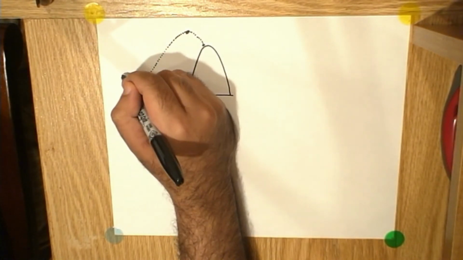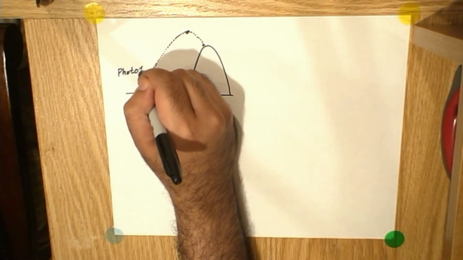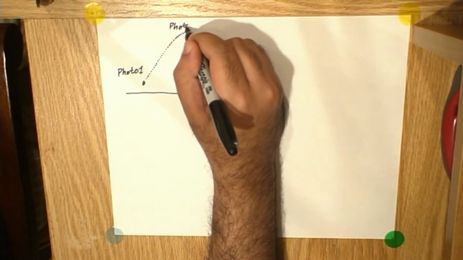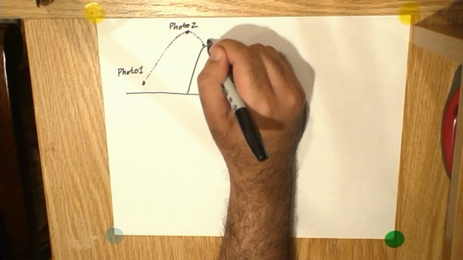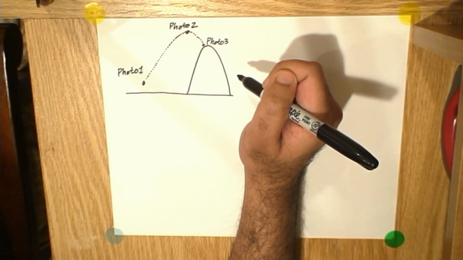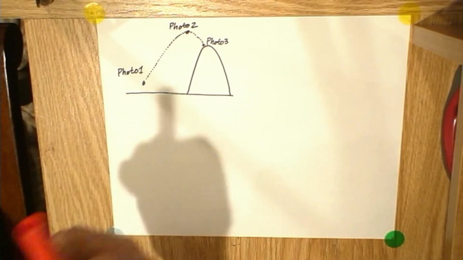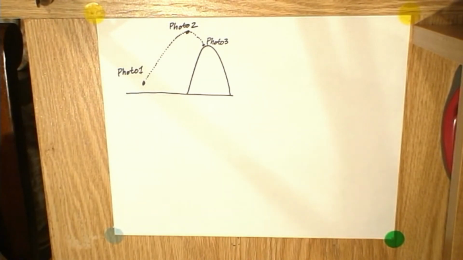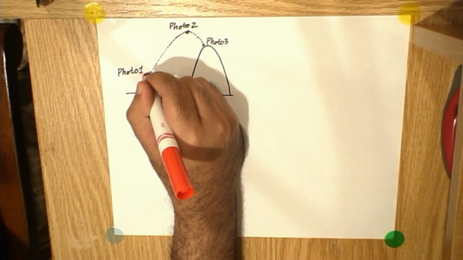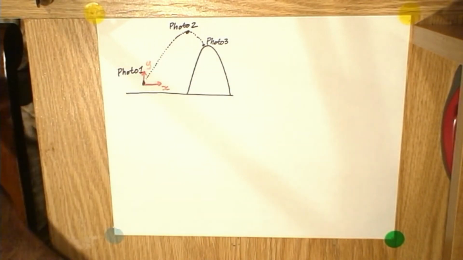So what we will do for this question, first of all, we will set what our photos are. Photo 1 will be at the point of launch. Photo 2 will be at the peak. Photo 3 will be at the point of landing. We will do the question in the order part A, then part C, then part B. I will set the origin at the launch point. I will set rightwards as positive and upwards as positive.